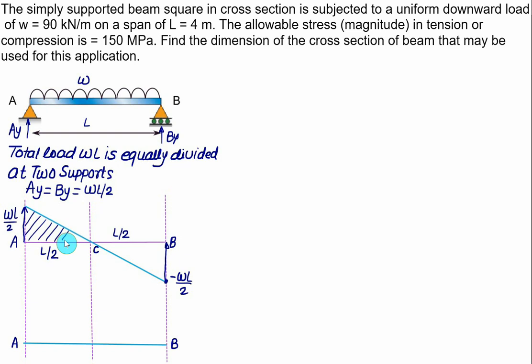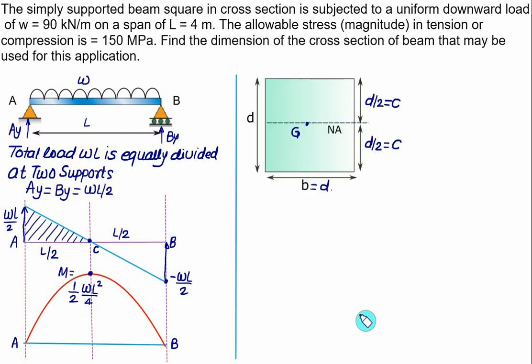In the case of the bending moment diagram, the maximum value of bending moment is at point C, which is the same as the area of the triangle. So bending moment at point C is the maximum value, and this maximum value is equal to 1 by 2 multiplied by WL by 2, L by 2, that is WL square by 4, which gives 1 by 8 WL square. We have a square section given here, so B is equal to D.